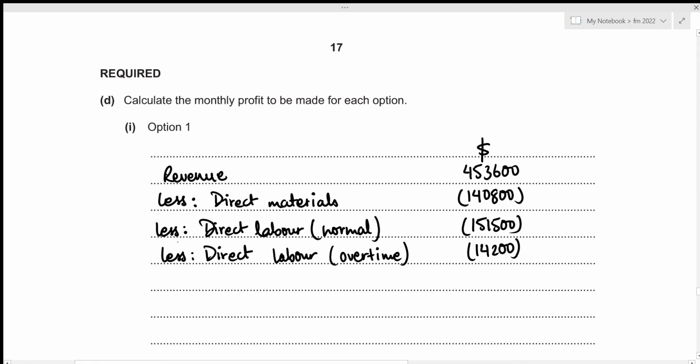Then we know that direct materials and direct labor are the variable costs, so now we can easily figure out our contribution. Okay, so the contribution is just the sum of these four amounts. That's 453,600 minus 140,800 minus 151,500 minus 14,200, which results in our contribution under option 1 to have the value of 147,100. Then after receiving the contribution, we need to subtract the fixed costs.